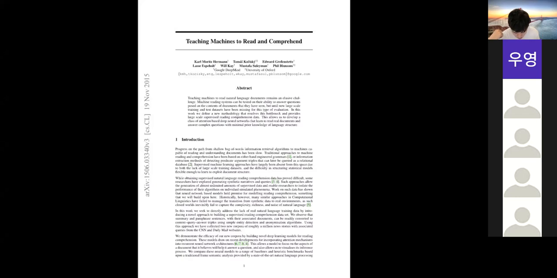Teaching machines to read natural language documents remains an elusive challenge. Machine reading systems can be tested on their ability to answer questions posed on the contents of documents that they have seen. But until now, large-scale training and test data sets have been missing for this type of evaluation. In this work, we define a new methodology that resolves this bottleneck and provides large-scale supervised reading comprehension data. This allows us to develop a class of attention-based deep neural networks that learns to read real documents and answer complex questions with minimal prior knowledge of language structure.